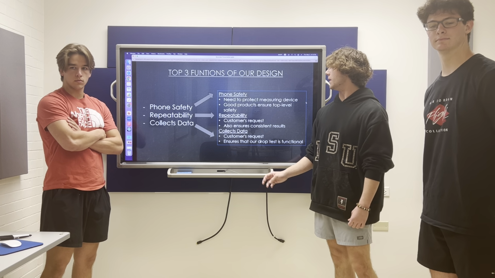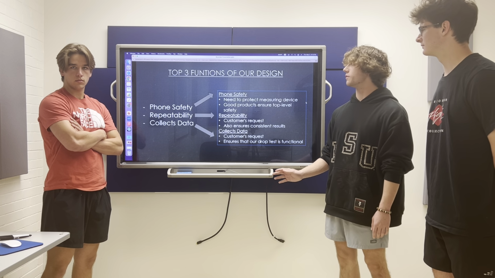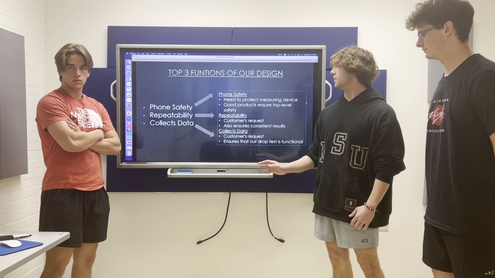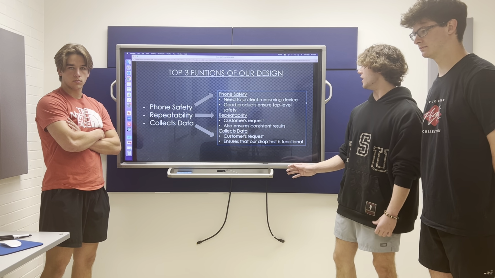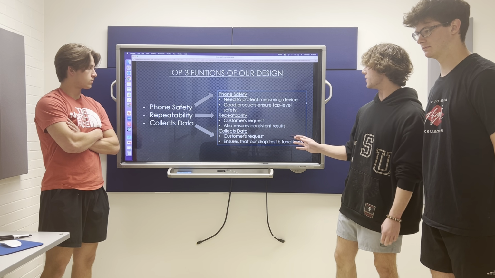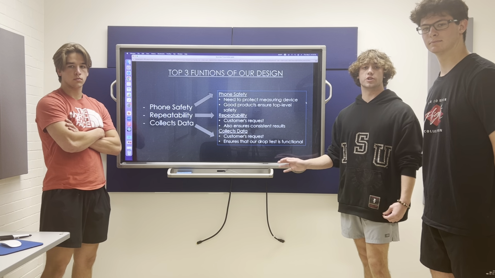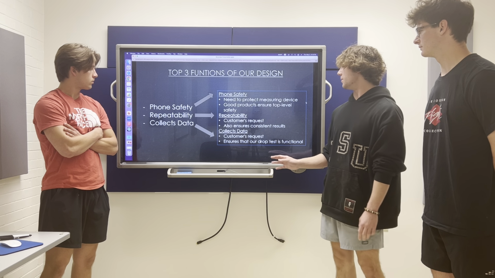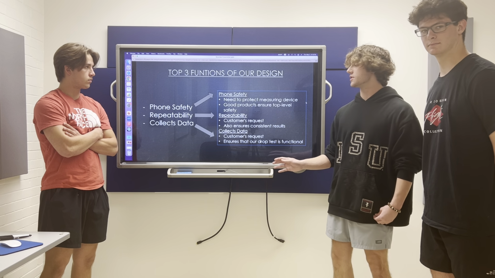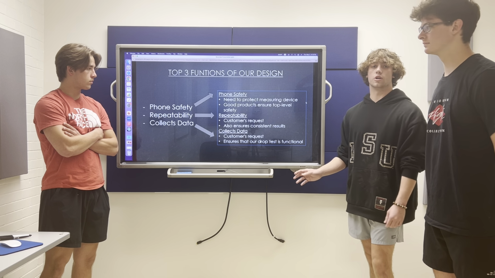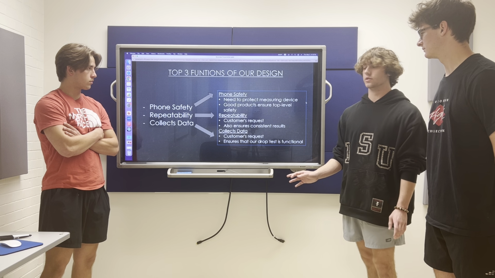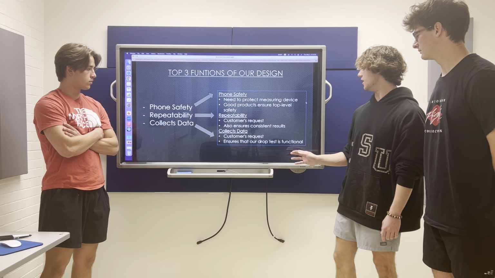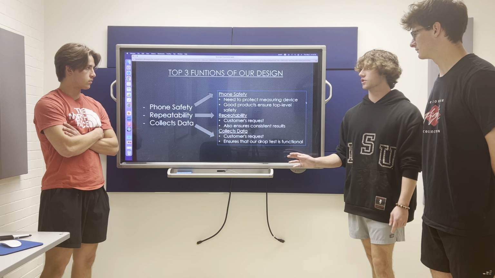From there, we made a list of our 3 most important functions for our device. We came up with phone safety because the phone was the main part that was getting dropped. We needed to protect it using a measuring device, and we needed good products to ensure that it wouldn't break when it landed. Then repeatability. It was the customer's request, and we also needed to ensure our results were consistent for each use. And lastly, it collects data, another customer request, and we needed to ensure that our drop test is functional.